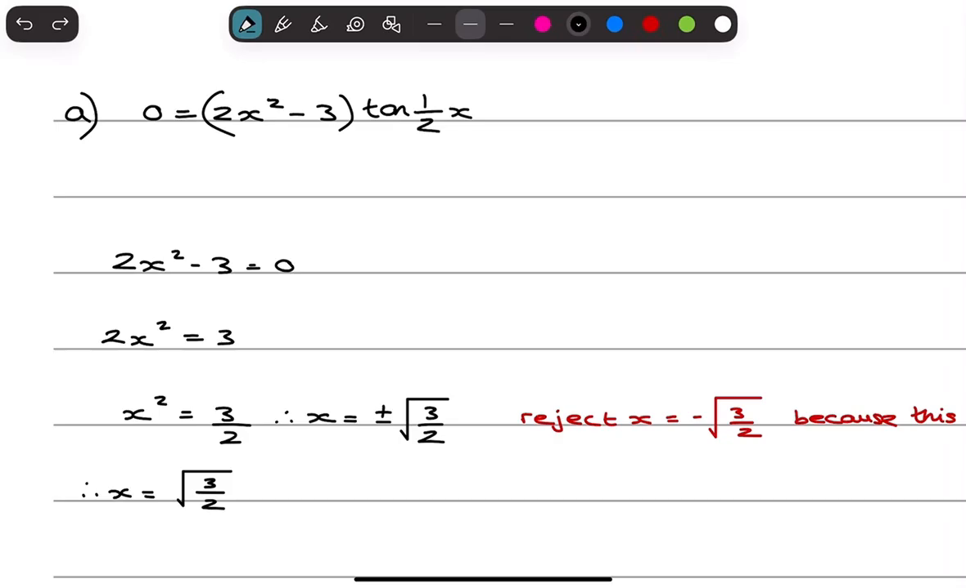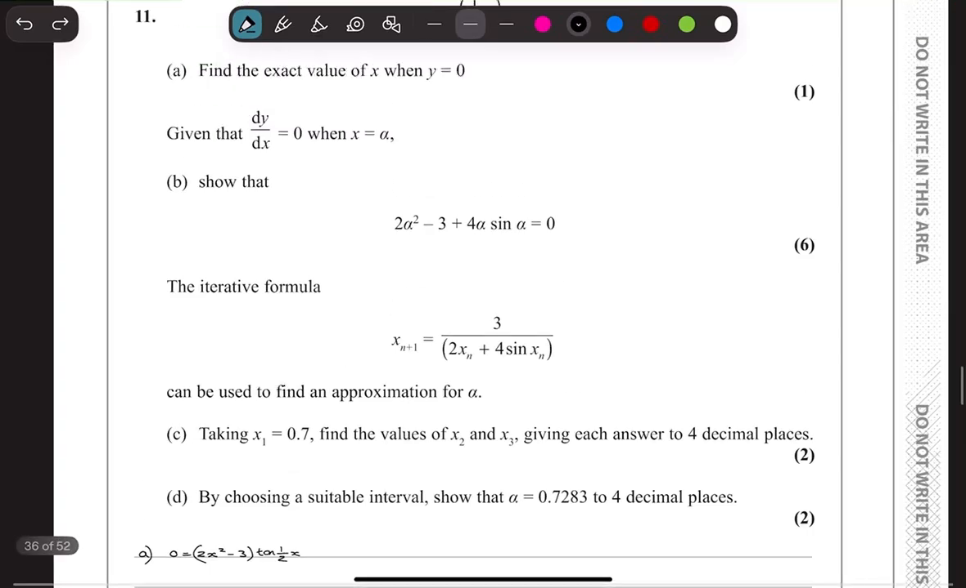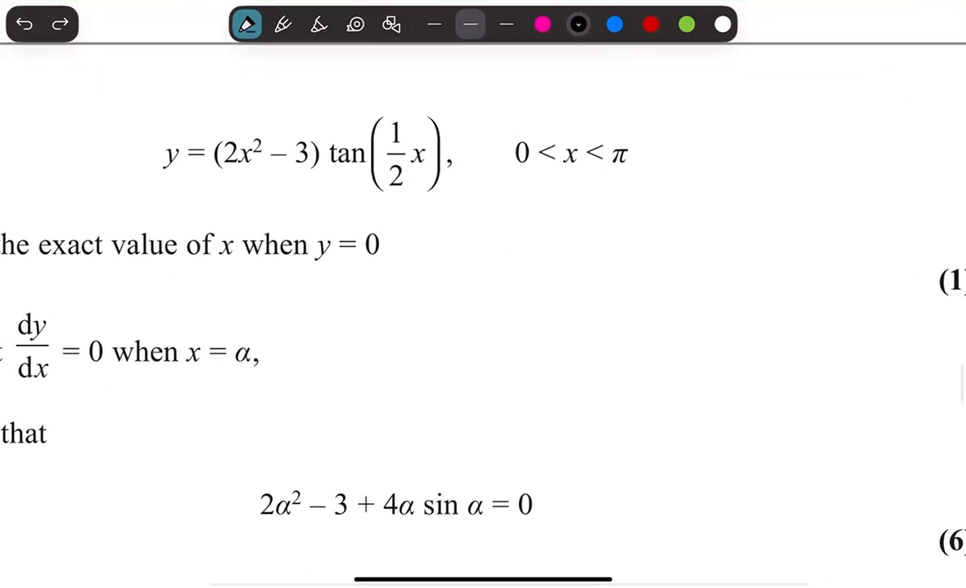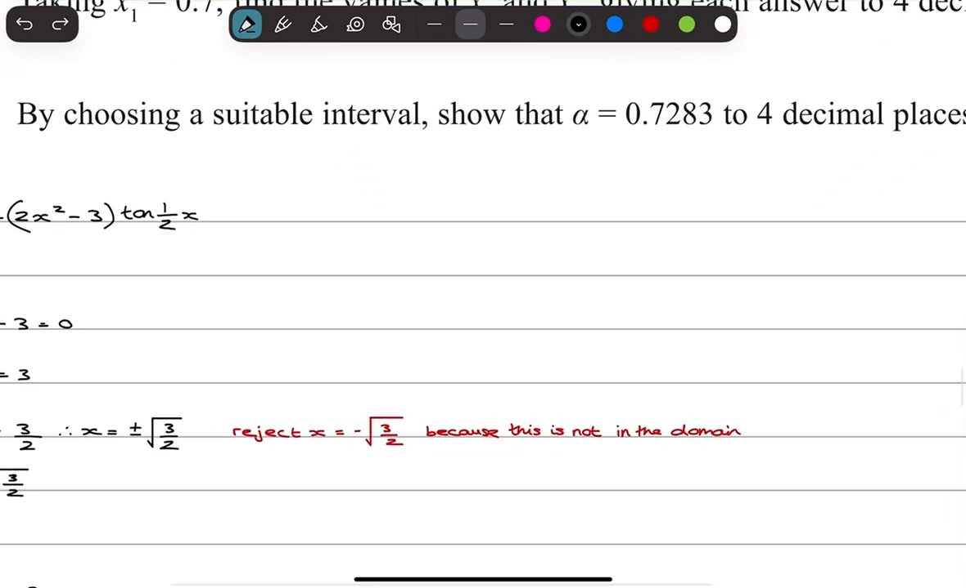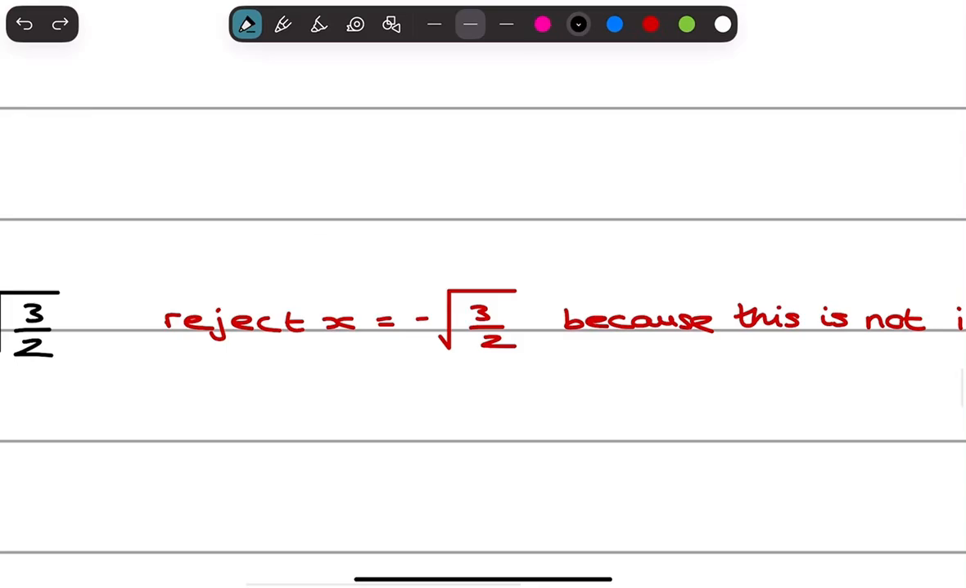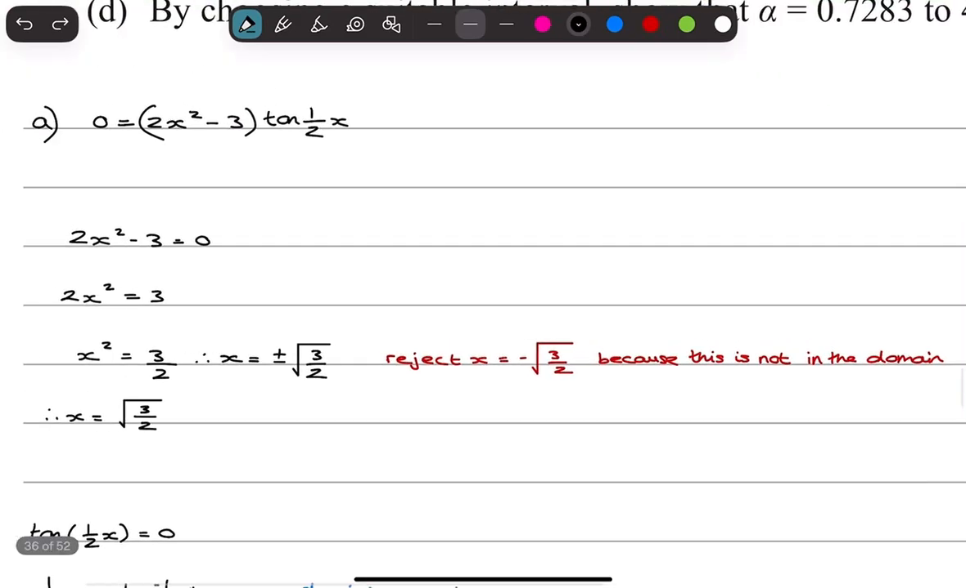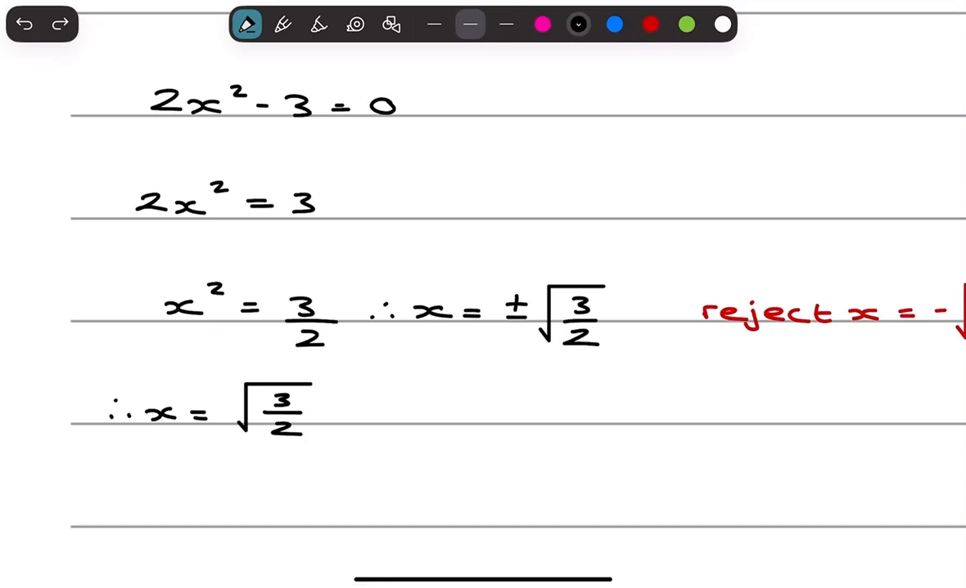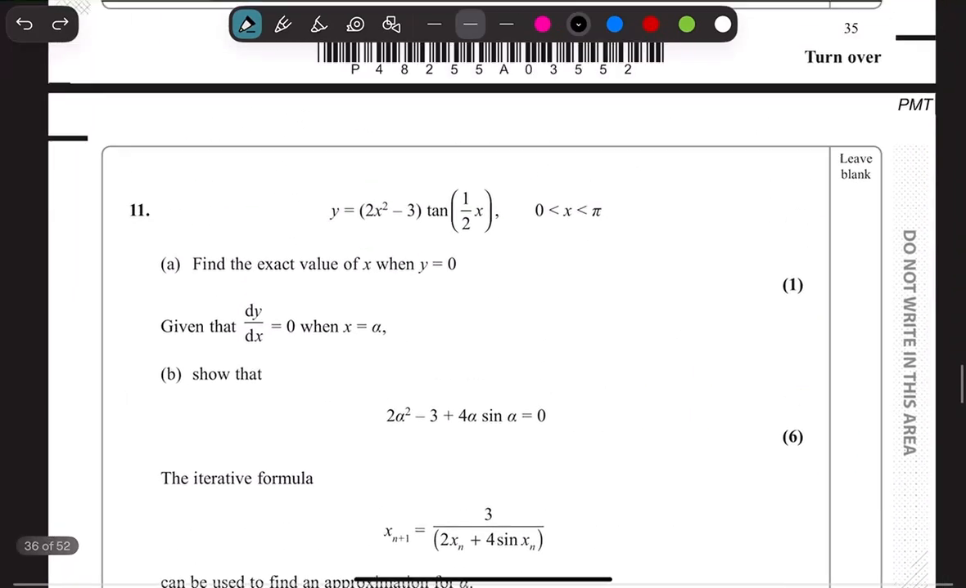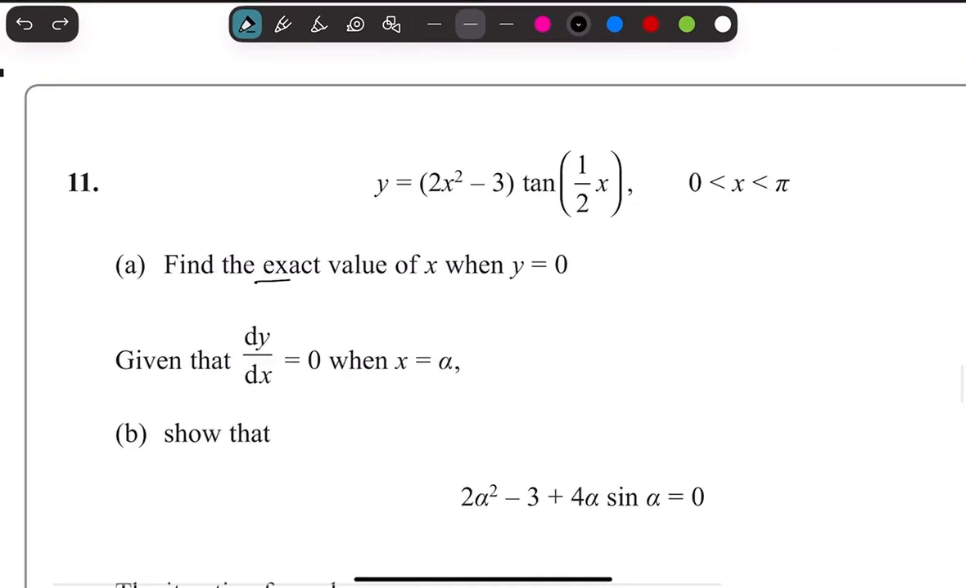Make sure you don't forget the plus minus as well. That's really important. But because the domain of x is between 0 and pi, this minus root 3 over 2 will not be suitable, so we can discard it. We end up with x equals root 3 over 2. So that's our first value. And notice how the question said, find the exact value, not the exact values. That would hint that that's your answer.